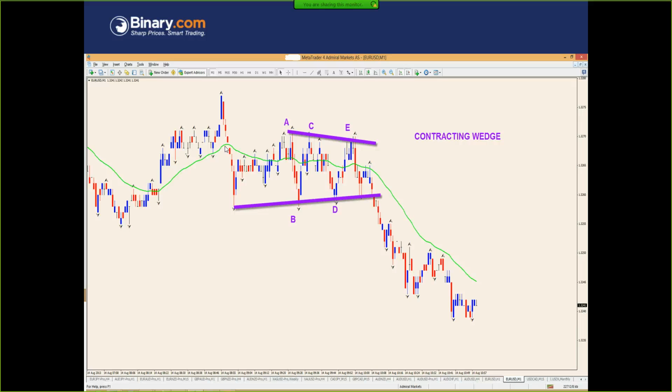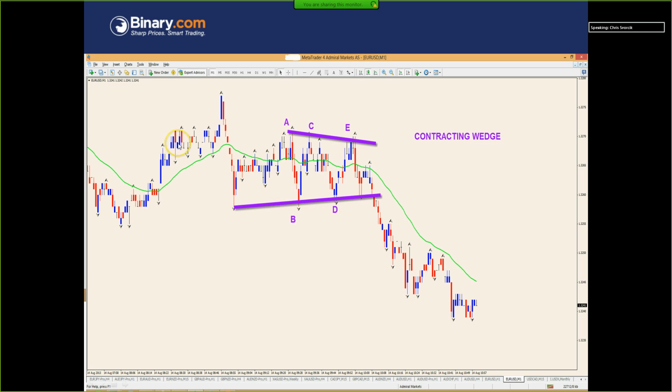At what point, when the fractal breaks, could we expect price to continue in that direction, or not continue in that direction if it doesn't break? Here in the contracting wedge, for instance, you see fractals not breaking B in the bottom here and not breaking A, C, and E. But when price breaks D, the fractal near D, you get a good downside. So that's how you can use fractals.